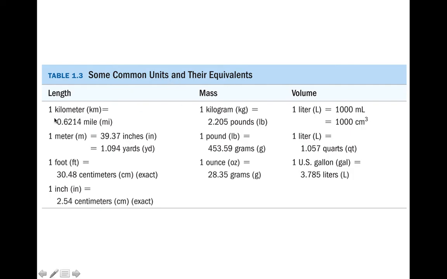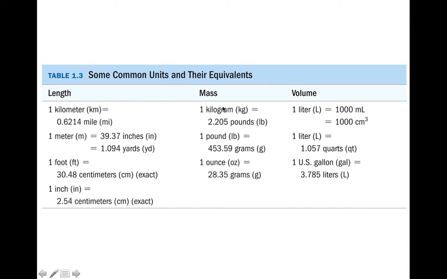1 kilometer, and we would typically say kilometer, is 0.62 miles. 1 meter is a little bit longer than a yard. Like I said earlier, about 1.1 yards, or 39 1/3 inches. 1 foot is 30.48 centimeters, and that's exact, by the way. Here's one I would expect you to memorize eventually. 1 inch is exactly 2.54 centimeters.